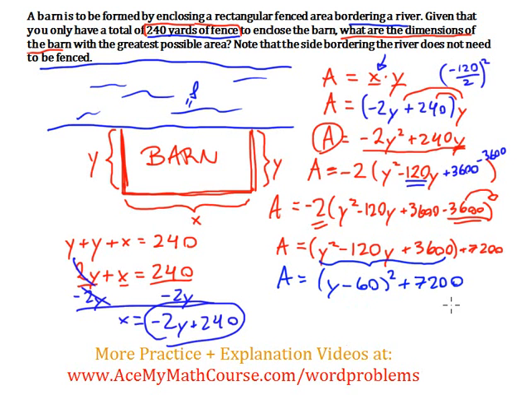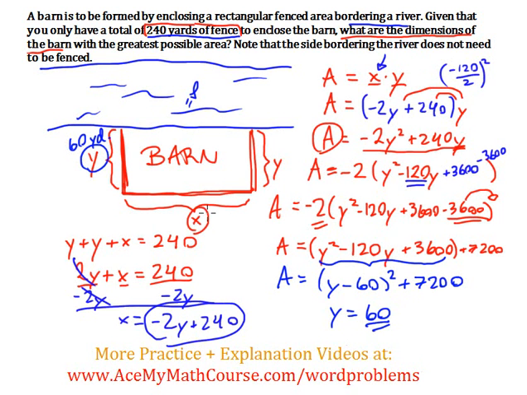Why is that? We want to know the dimensions of the barn. Y equals 60. Note that we just need to flip the sign here. Y equals 60 is the value of y that's actually going to maximize the area of the barn. So y should be 60 yards. But we want to know, and I'm going to explain that more in detail a little bit later, what are the dimensions of the barn? Well, we also want to know x.